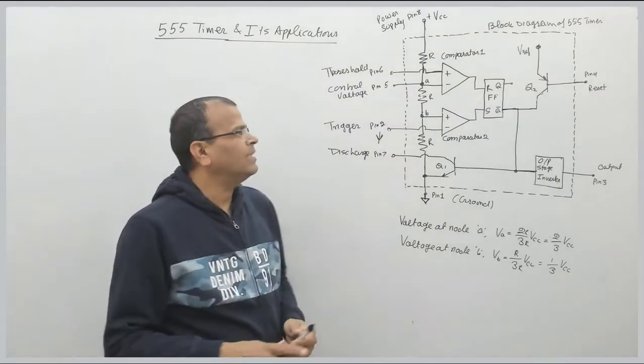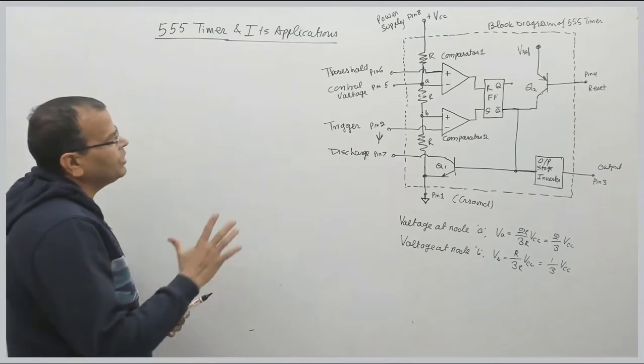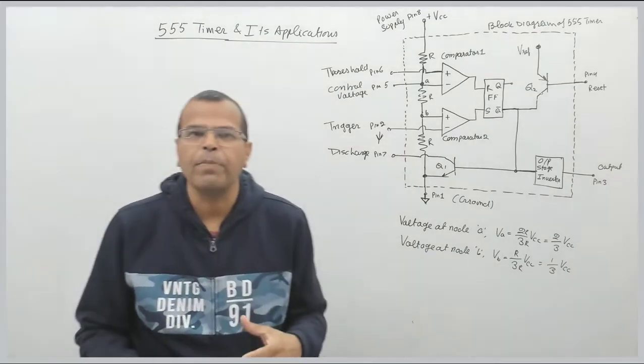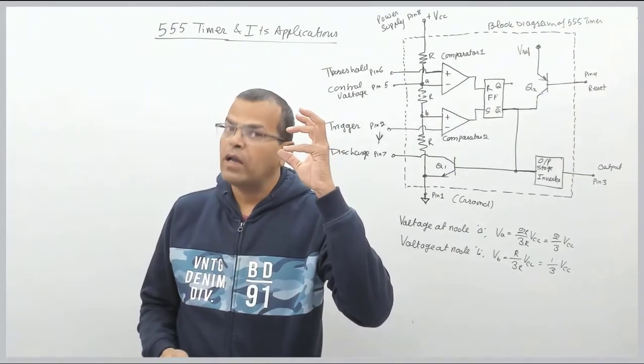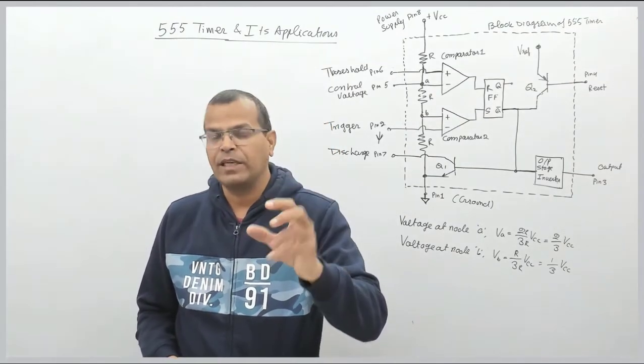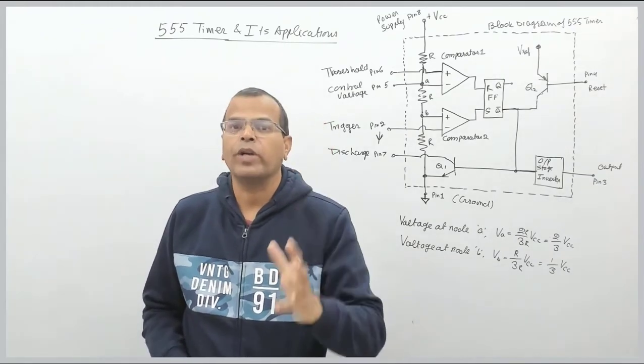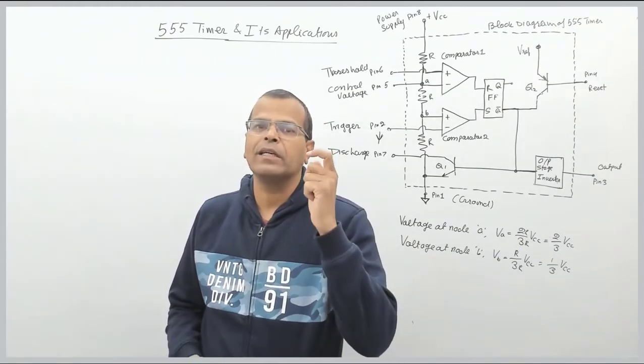So let us see the functional block diagram of 555 timer. Remember, 555 timer is an integrated circuit. It is a single chip of 8 pins. So it has got 8 pins, single integrated circuit.